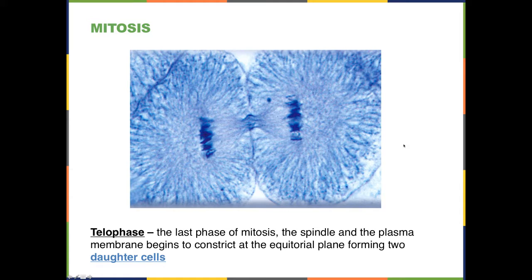So those are the 4 stages. Sometimes they talk about 5 stages. The stage they're including when they talk about 5 stages is interphase. So you have interphase, and during interphase is when the DNA is actually replicated. Then you have prophase, followed by metaphase, anaphase, and telophase.